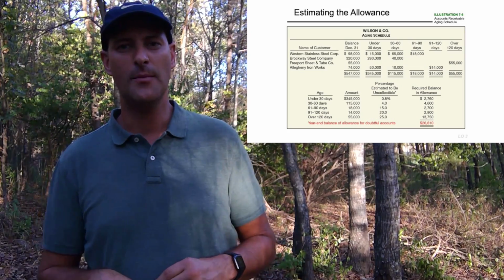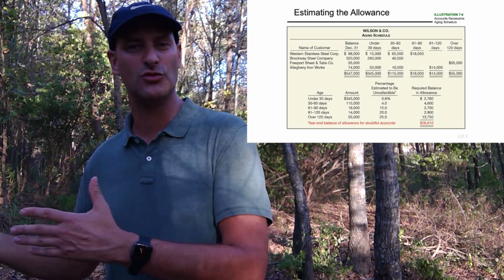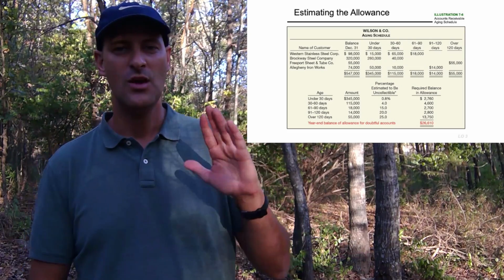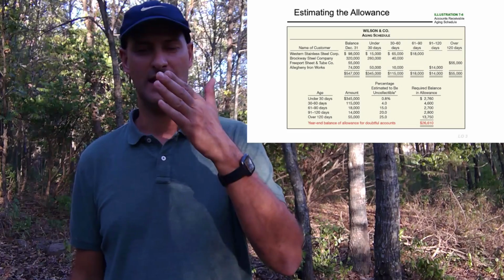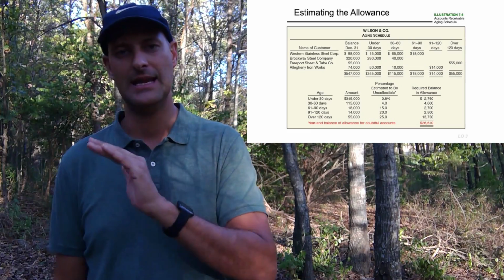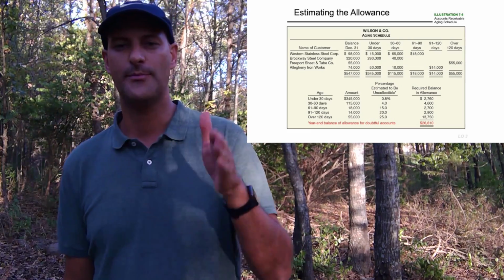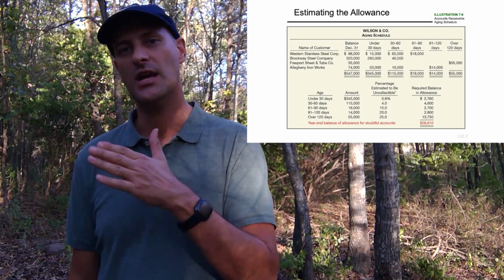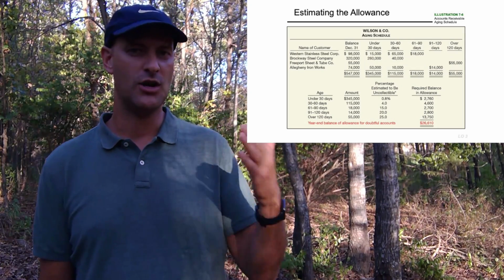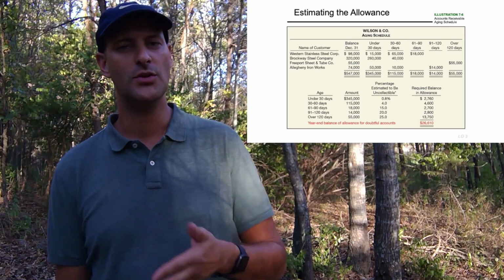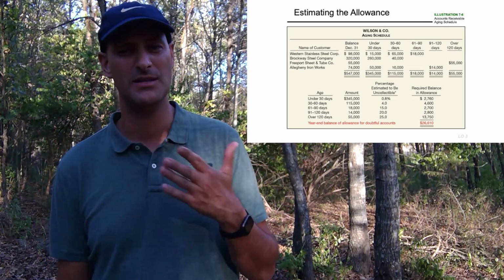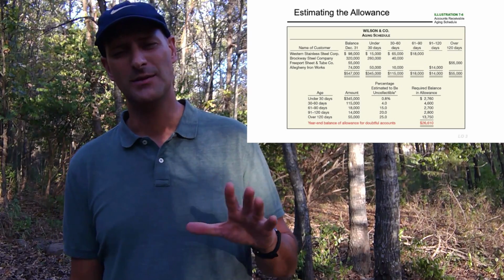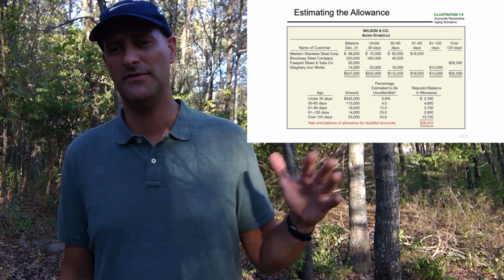Now, if the company has done a lot of work, they will have actually done a study to figure out the probability that a current account never pays, and the probability historically of a 30 to 60 day account and a 60 to 90 day account not paying. That's incredibly time consuming for companies to do. Most of them don't. They just do some rough estimates. And as long as they're reasonable, it's generally fine.